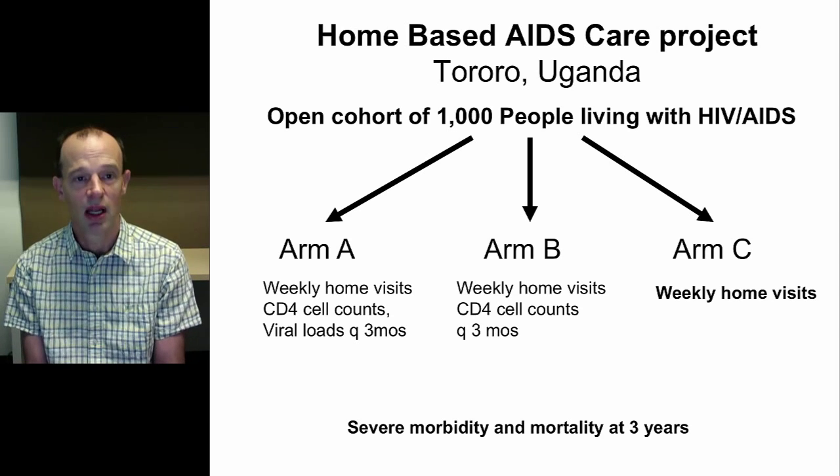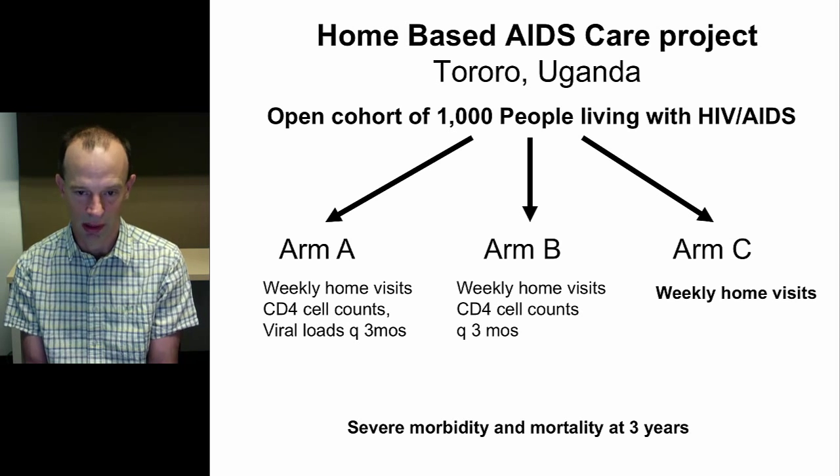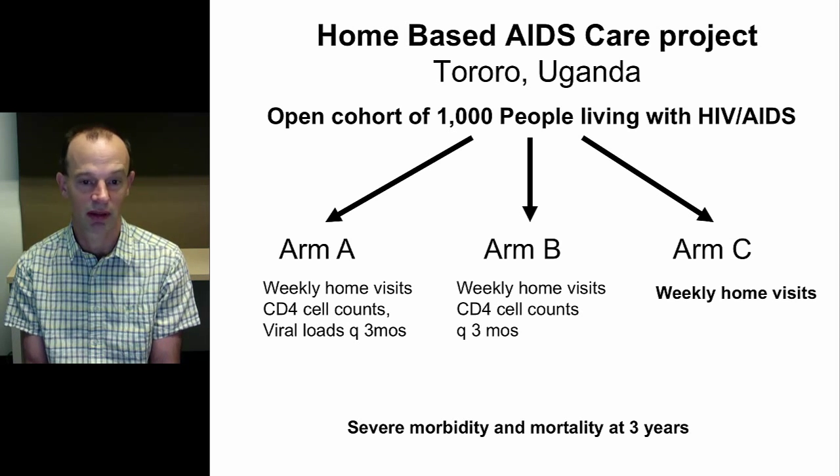And I'll show you a schematic on this slide. So what we had was a so-called open cohort of 1,000 people living with HIV. In arm C, I guess, is kind of our comparator arm. So these individuals received weekly home visits for clinical monitoring, as well as ART drug delivery. In arm B, the individuals received weekly home visits for clinical monitoring and drug delivery, plus they had CD4 cell counts measured every 3 months.